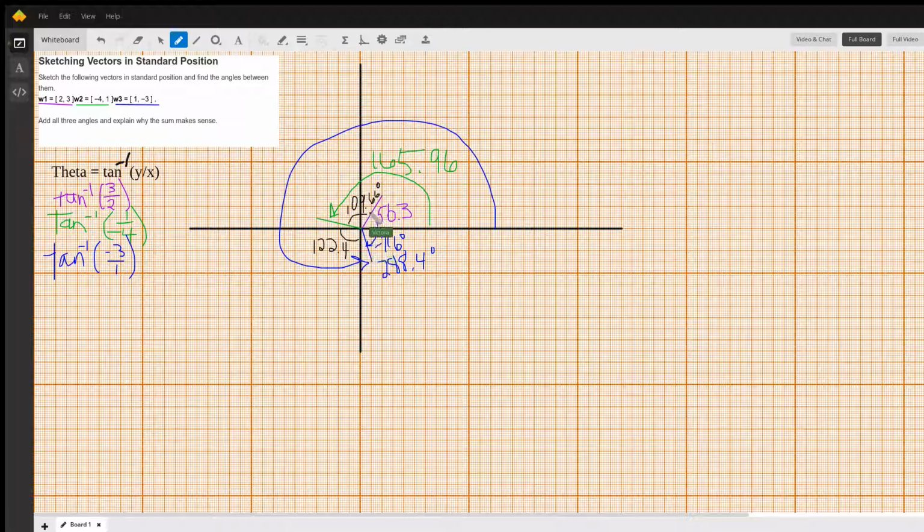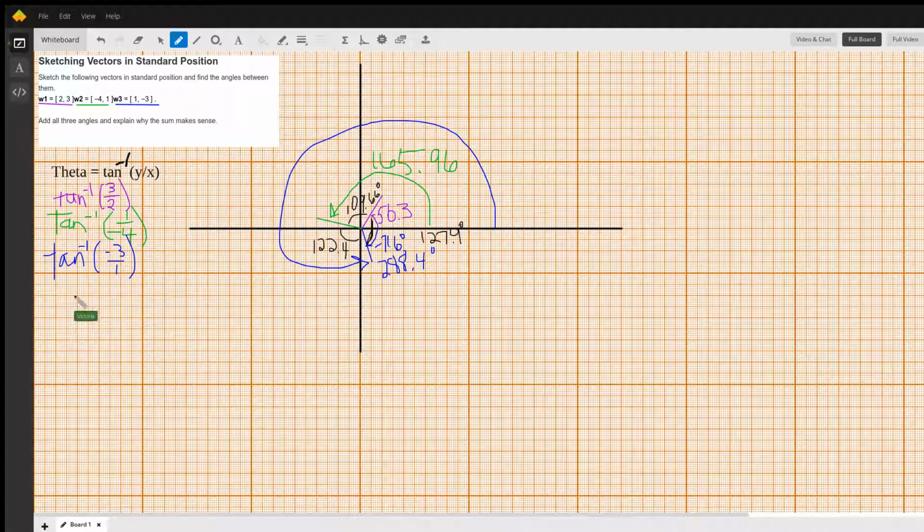And then the angle between these is 56.3 minus this negative 71.6. And this angle in here is 127.9 degrees. Now, we could have done any of these with a different formula.